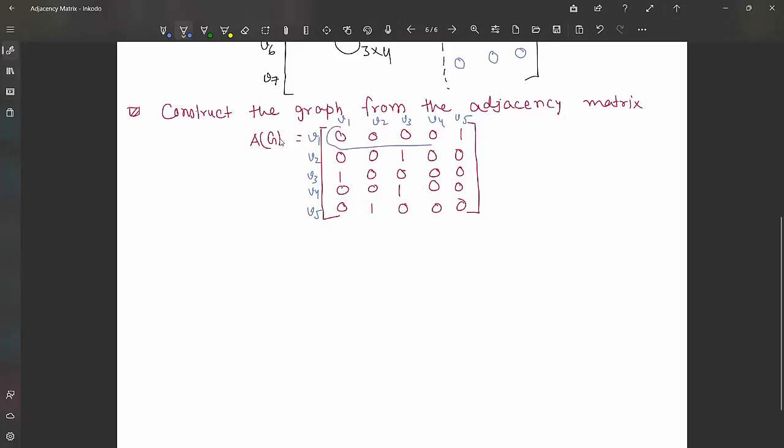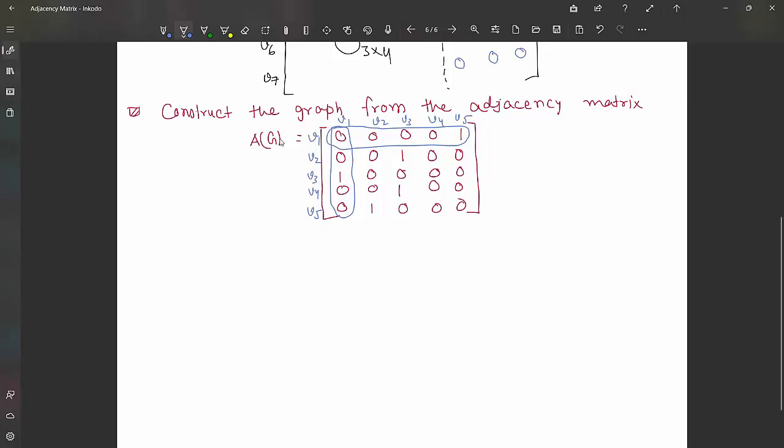So if you start with v1, take the corresponding row of v1 and also the column corresponding to v1. Now you can see that v1 is adjacent to v5 and also v1 is adjacent to v3. So from the row, v1 is adjacent to v5, and from the column, v1 is adjacent to v3.